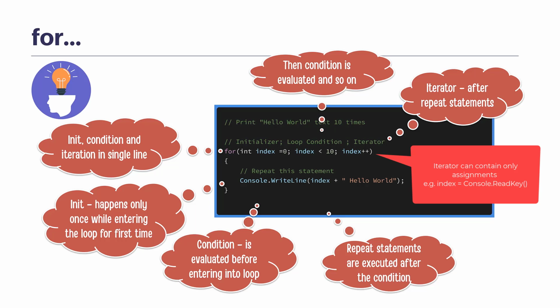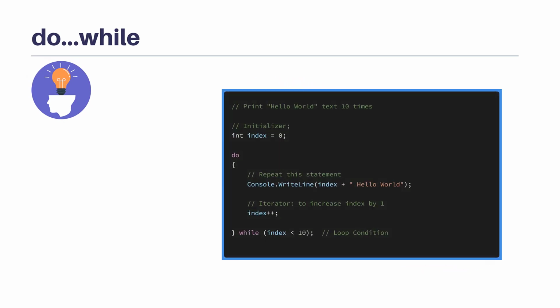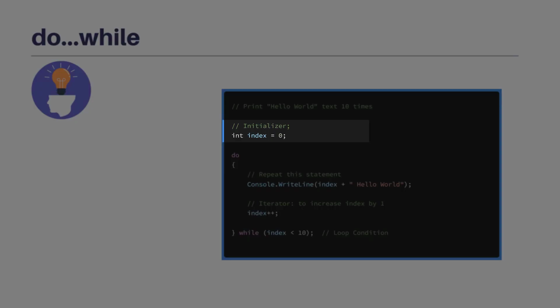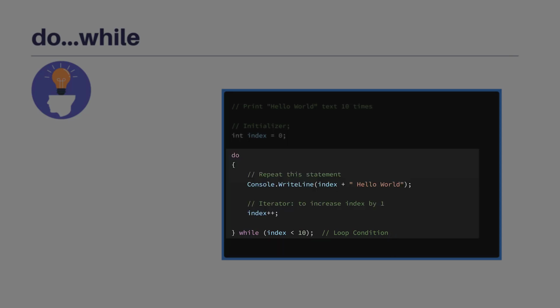Okay, let's move on to the next type of loop. The next type of loop is a do-while loop. This loop is little odd as compared to previous two loops. The syntax of do-while loop is very similar to syntax of while loop. Before beginning the body of loop, there is one initializer section to initialize the index variable. And then there is a while keyword followed by the condition. But the difference here is the body of loop comes before the condition.